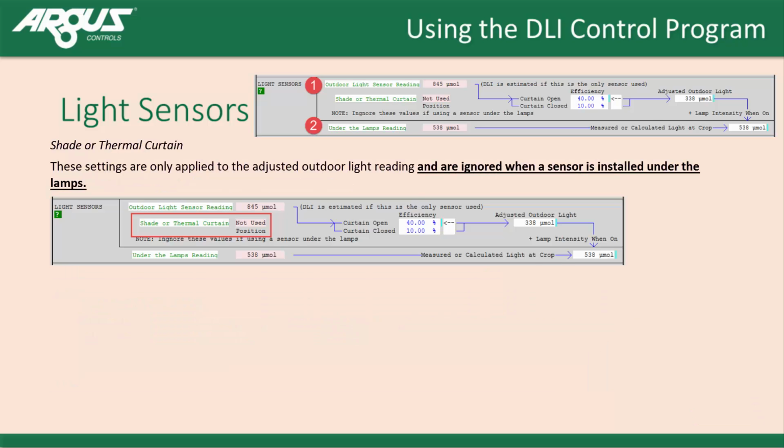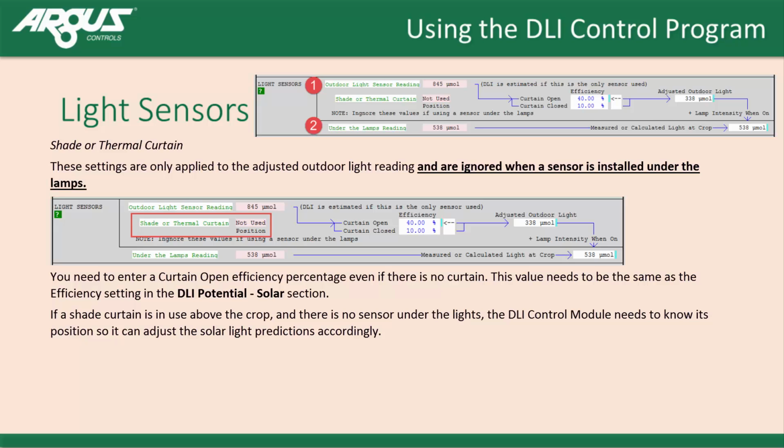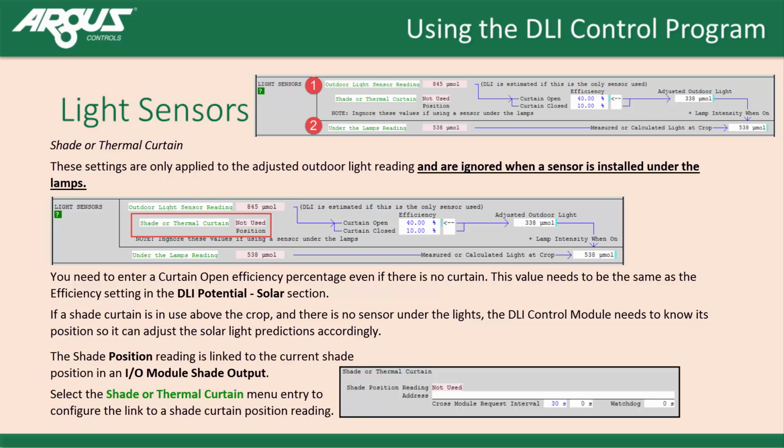Shade or thermal curtain. These settings are only applied to the adjusted outdoor light reading and are ignored when a sensor is installed under the lamps. If a shade curtain is in use above the crop and there's no sensor under the lights, the DLI control module needs to know its position so it can adjust the solar light predictions accordingly.